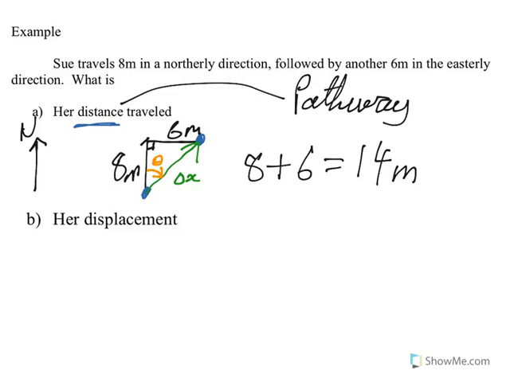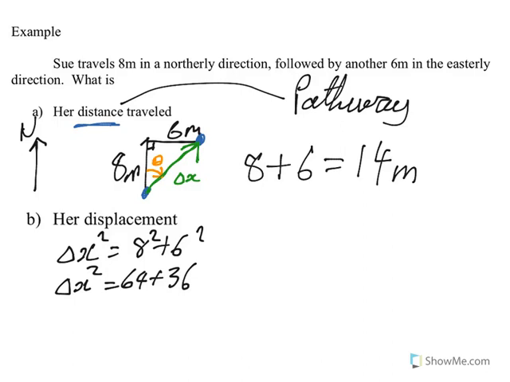So her displacement is her change in position, and the change in position is that green vector. As Pythagoras tells us, the change in position squared would be 8 squared plus 6 squared. So the change in position squared would be 64 plus 36, which works out to be 100. So if we square root 100, the change in position, the magnitude part of it, is 10 metres.